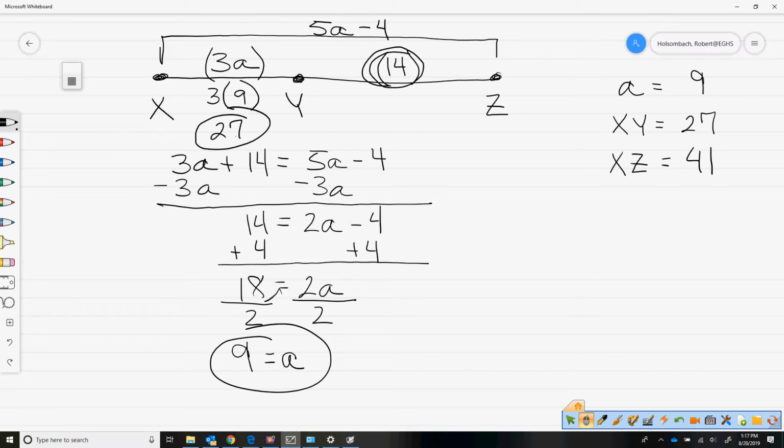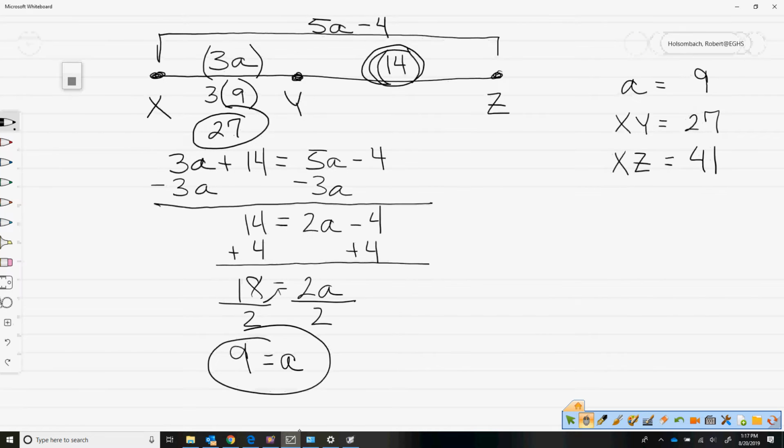Then the other type of problem that's in your assignment and will be on your quiz tomorrow, you're going to get the information, but you're not going to get a picture, and you're going to have to draw the picture. Okay? So I want you to write this information down, and then we're going to draw the picture.